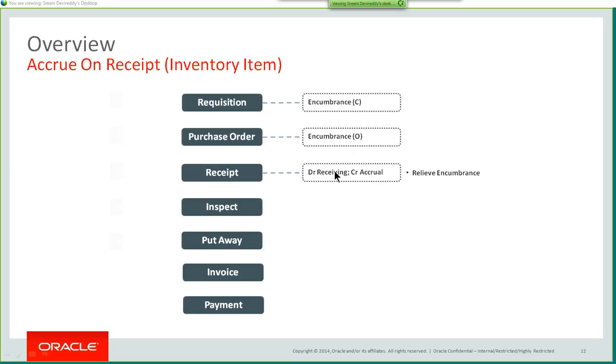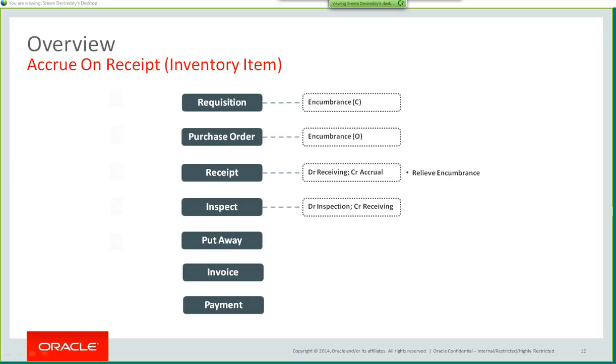Now you received the goods. When you receive the goods, the accrual account will be credited and the receiving account will be debited. Okay, and the encumbrance will be totally relieved. You knock off the encumbrance because you are booking the accrual. When you're booking the accrual, you don't have to maintain the encumbrance. It's hitting the actual account here. So the entire encumbrance is relieved and the accrual is booked.